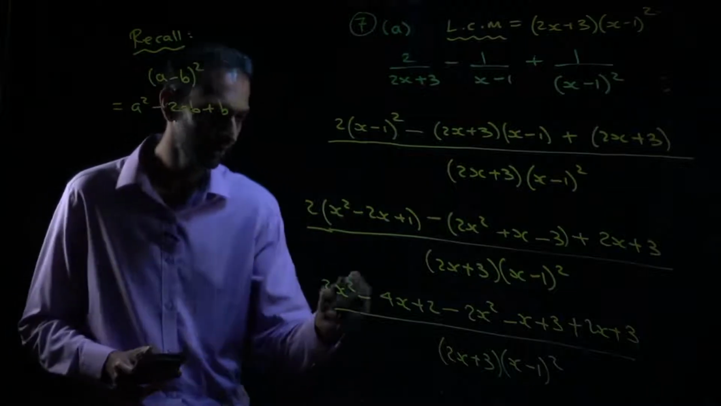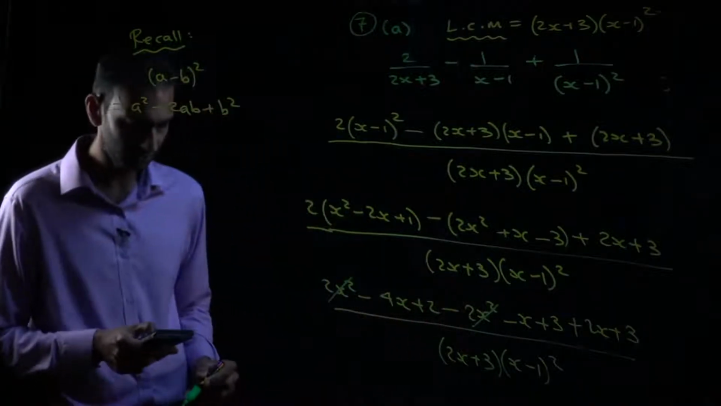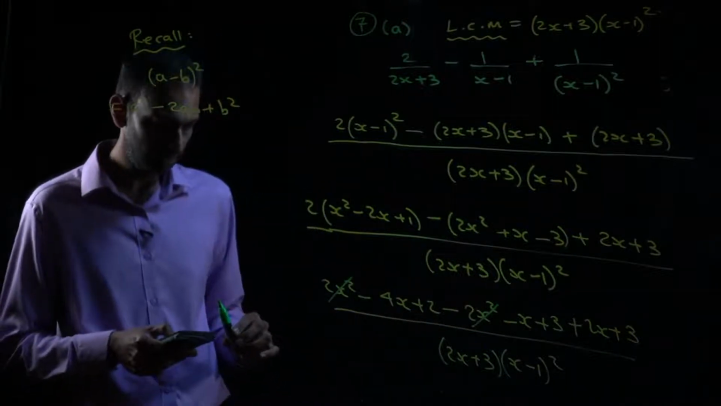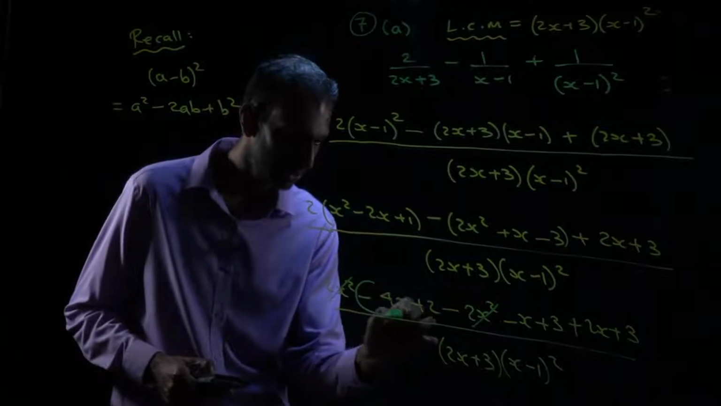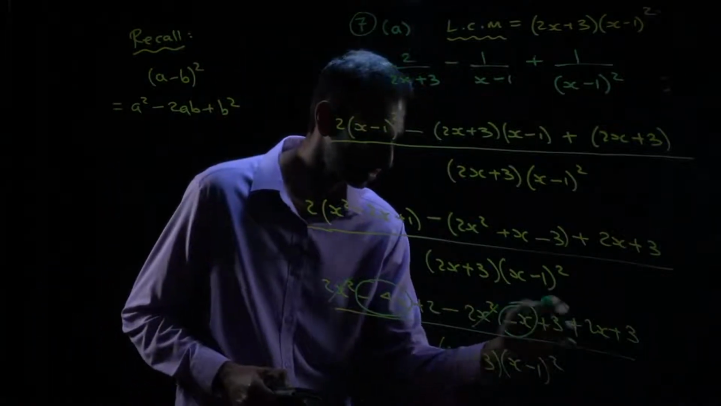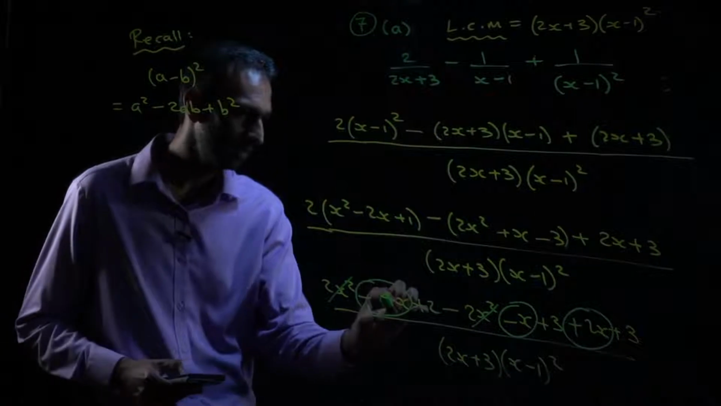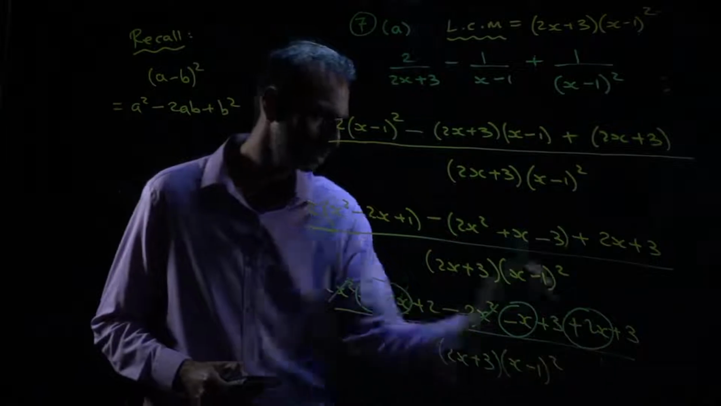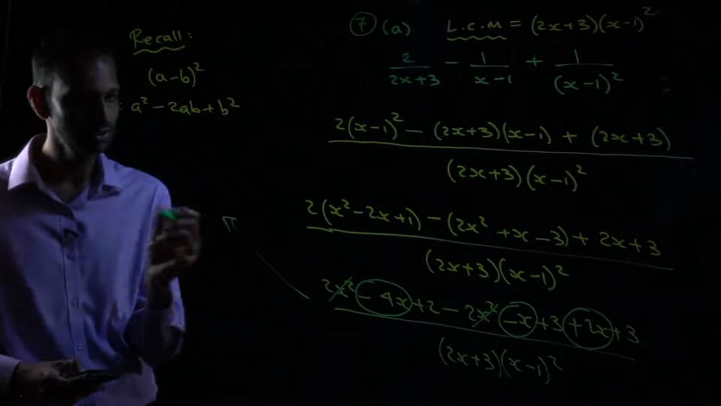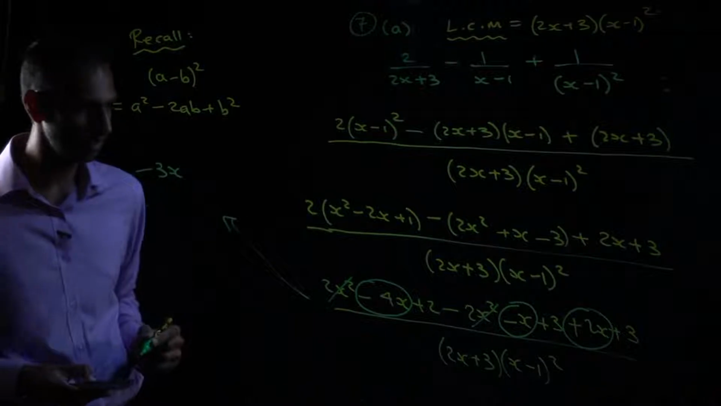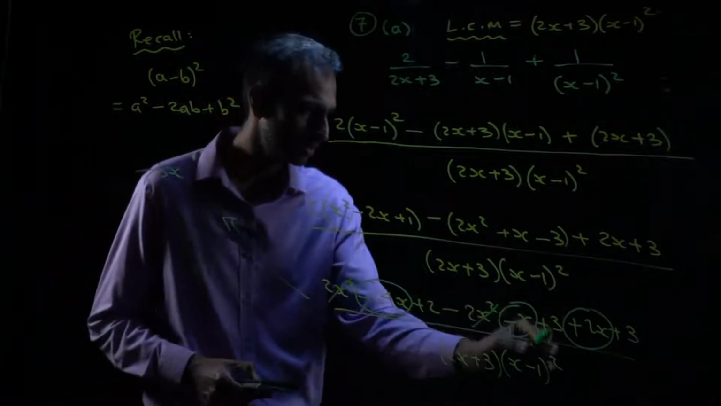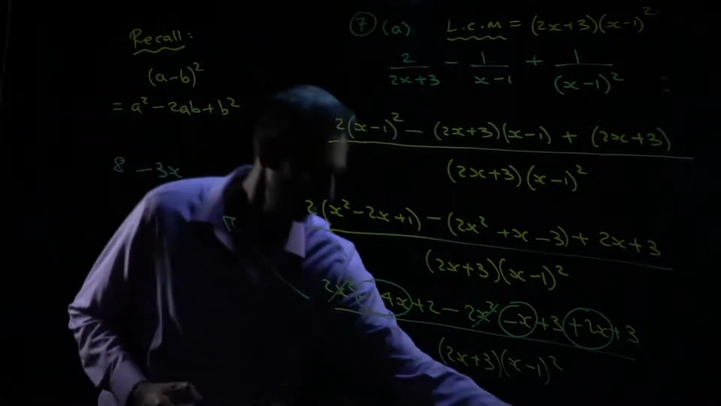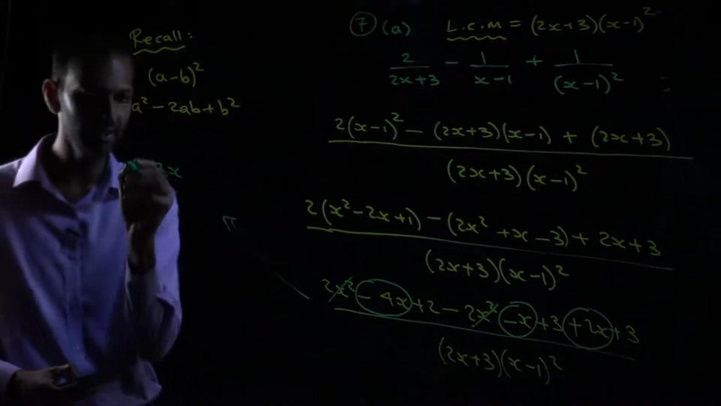You have the 2x squared, which cancels out. Okay? Minus 4x minus x is minus 5x. Minus 5x plus 2x, I'll just circle the like terms. Minus 4x minus x is minus 5x, plus 2x, which is minus 3x. So from here, I have minus 3x. Now, 2 plus 3 is 5. 5 plus 3 is 8. Let me write it properly. So which is 8 here.